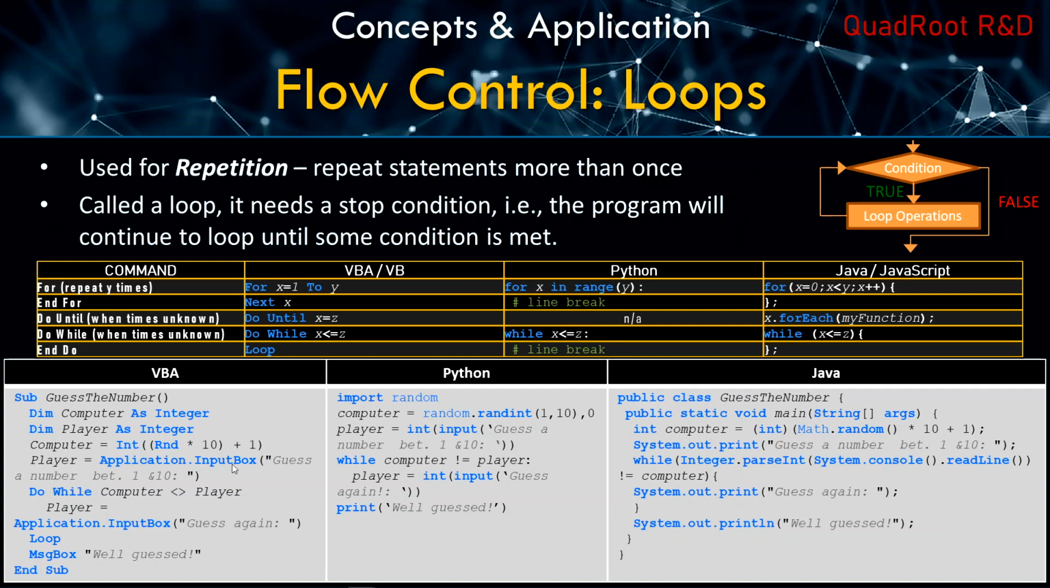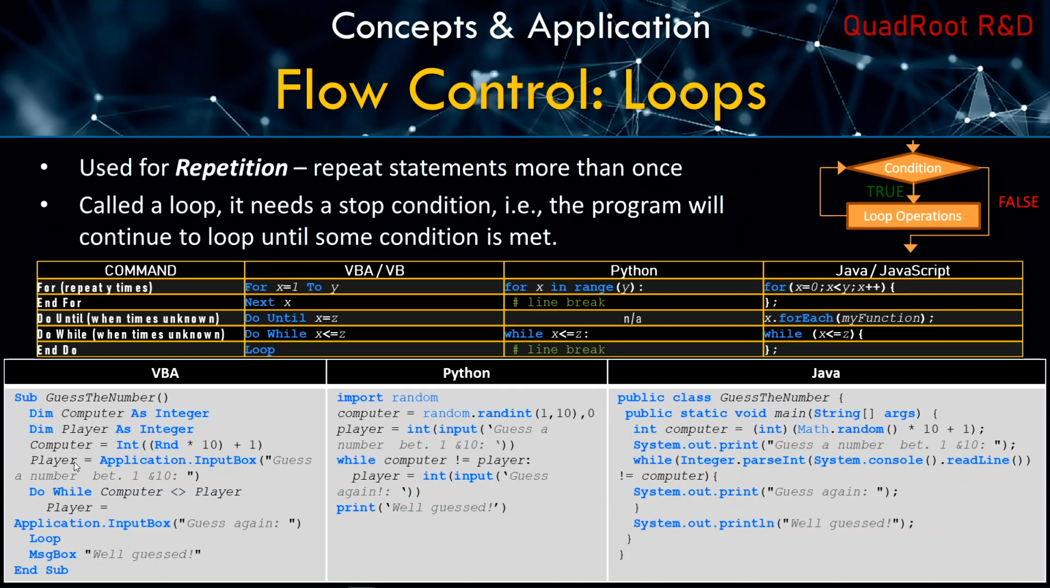and the player is an input box where you're asking. Now I've used the word application here because sometimes VBA requires the word application to call its functions. And so we've prompted the user to guess a number between 1 and 10. And whatever the user enters, that will get stored in the player variable.